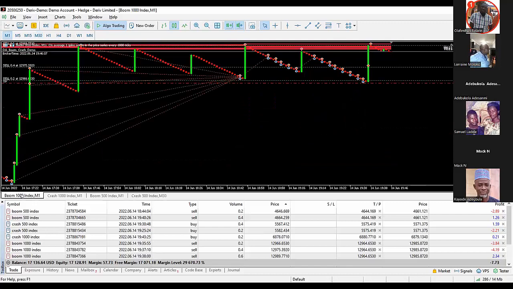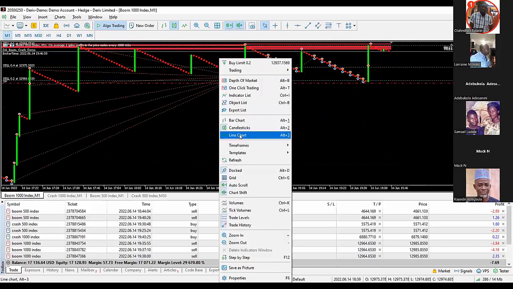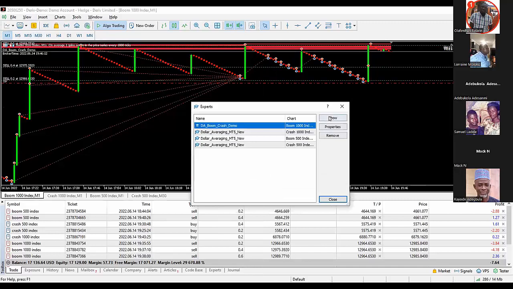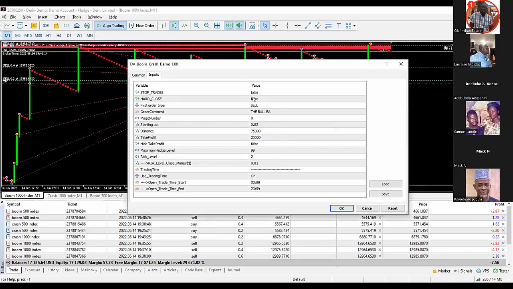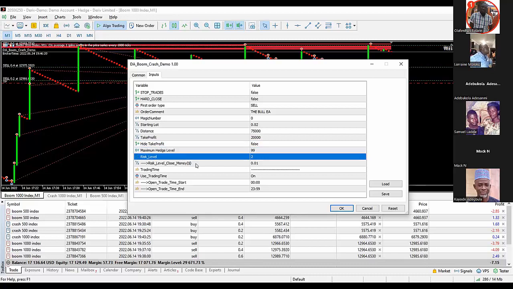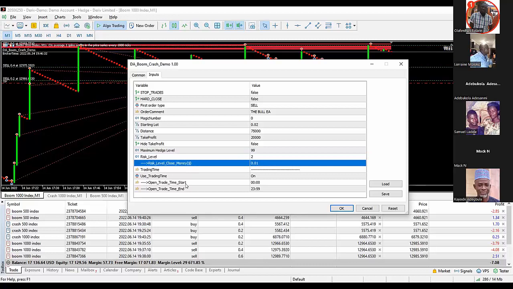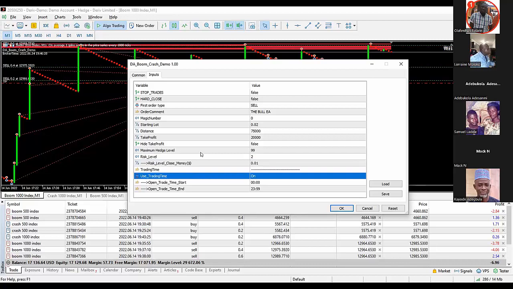Okay. Now, having said this, if you look at my settings for Boom, because Boom is what everybody wants to be trading, look at my settings here: stop trade, add close, first order, magic number, starting lot, distance, take profit, maximum hedging level, risk level, close money in dollars, and using trading time. This is a very simple thing that I'm going to explain one by one.